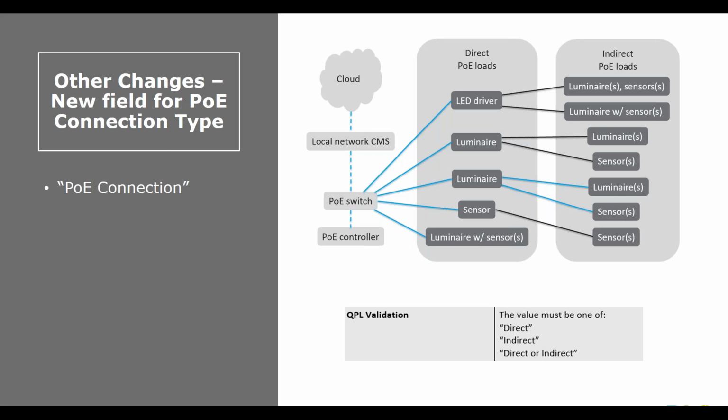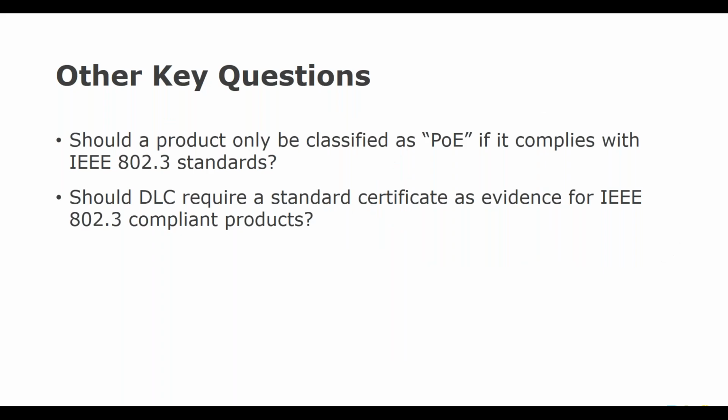But what it is, it's a field that would identify whether a lamp, luminaire, or retrofit kit connected directly to the PoE network or connected indirectly, potentially through another luminaire. Or perhaps there could be products that connect to both. Okay?